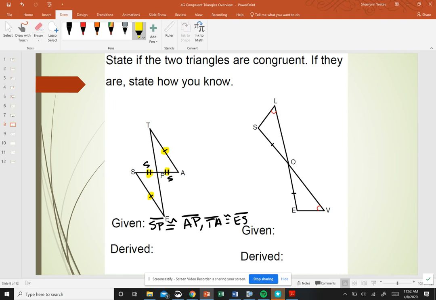Okay. And then I can figure out, if you haven't seen this already, there's vertical angles right here. So I can say that angle TPA is congruent to angle EPS. And this is because they're vertical angles. I'm going to put VA again for vertical angles. Okay. But let's see if that's enough. So right now I have an angle, side, side. Is that enough to prove congruence?